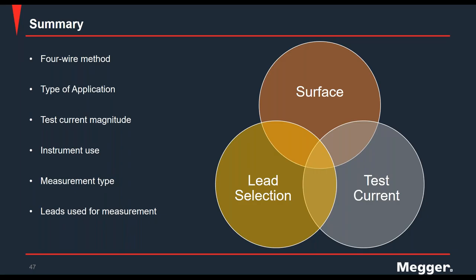And finally, you had the leads that are used for measurement. We know that having the correct leads is crucial to ensure that you get the right and a more accurate measurement. So to summarize, I would say it's a trifecta of the type of surface you're using, the types of lead selections, and the magnitude of test current.